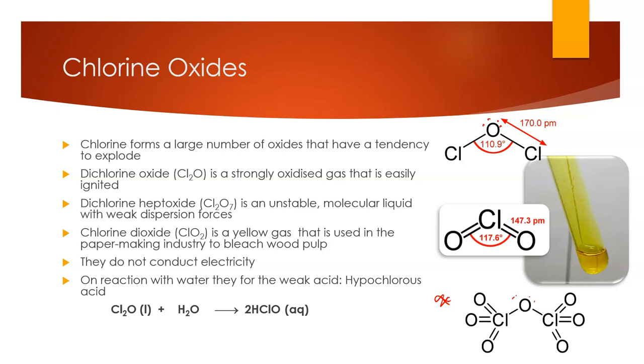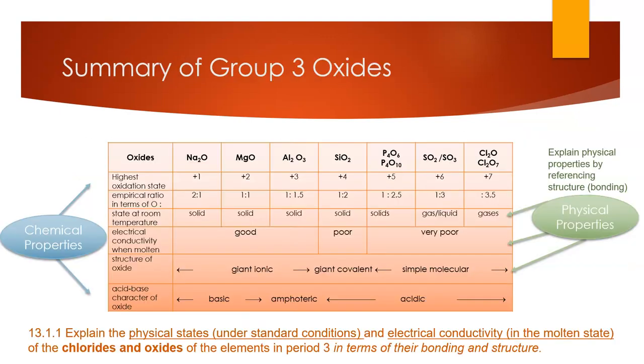All of these compounds are neutral covalent compounds, so they do not conduct electricity. However, when they react with water, they will form hypochlorous acid, which of course will conduct because it is an acidic solution. So the Cl2O plus H2O will form 2HClO. All of these will form the hypochlorous acid when they react with water.